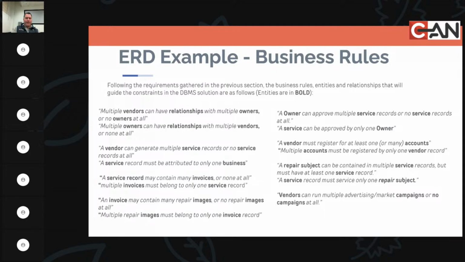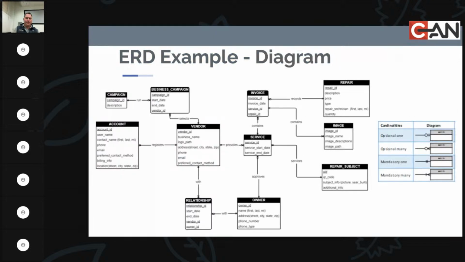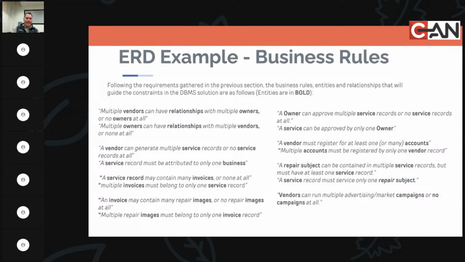A vendor can generate multiple service records or no service records at all. A service record must be attributed to only one business. So notice again, we've got vendor with the option of multiple service records, but when we go back from the service record being attached to a vendor, it must be mandatory one. Only one.